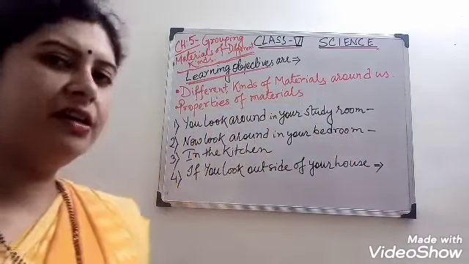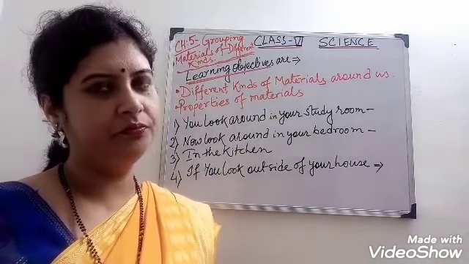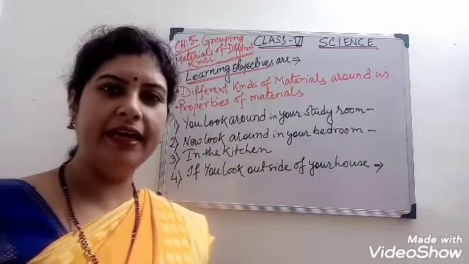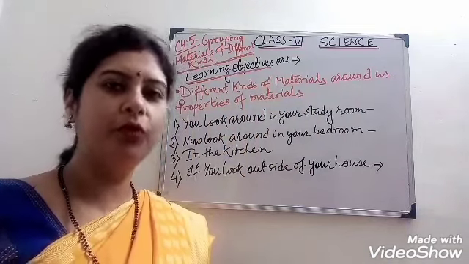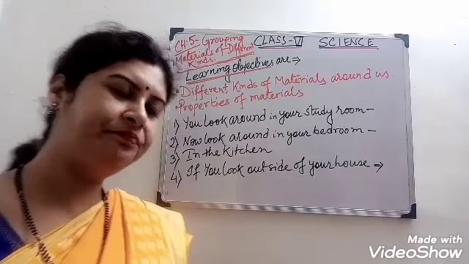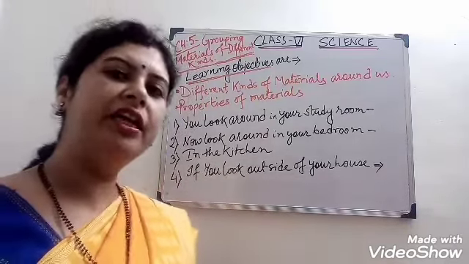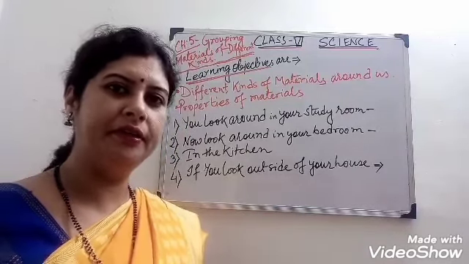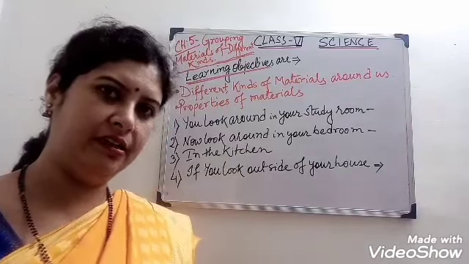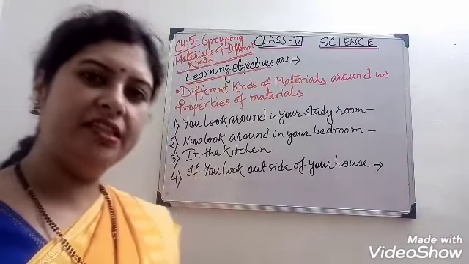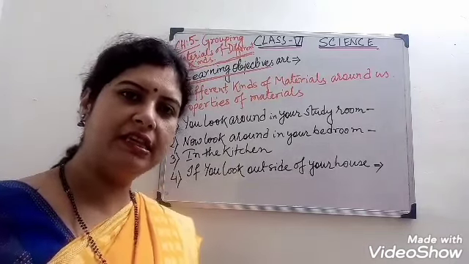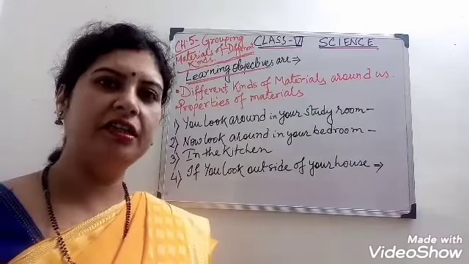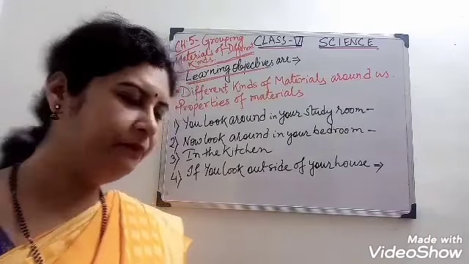Now children, first look in your study room. You may find a chair, a table, a tube light, fan, book racks, books, bags, etc. Now look around in your bedroom. You may find bed, chair, table, cupboard, clothes, etc. Now look in your kitchen. You may find utensils, gas oven, cylinders, raw food materials, water, milk, spices, etc.